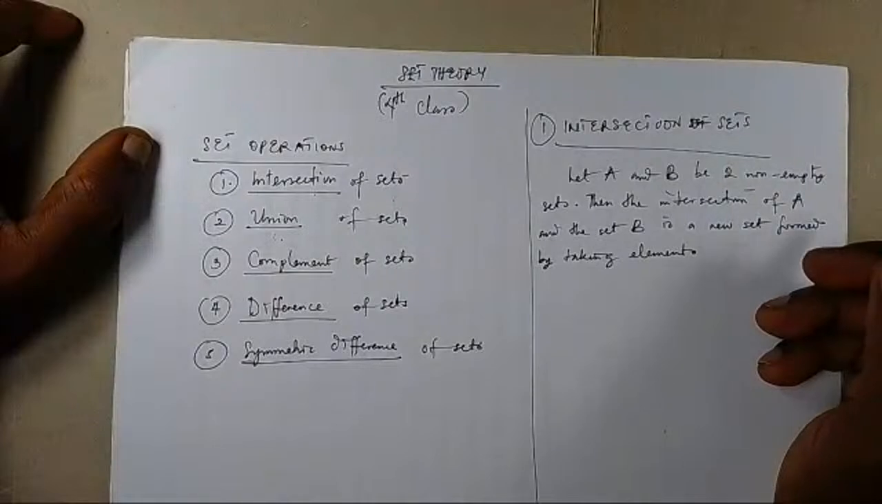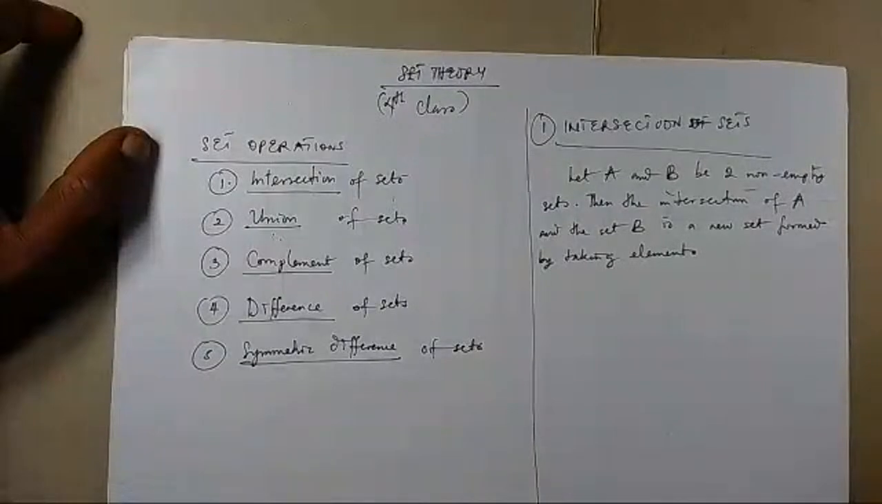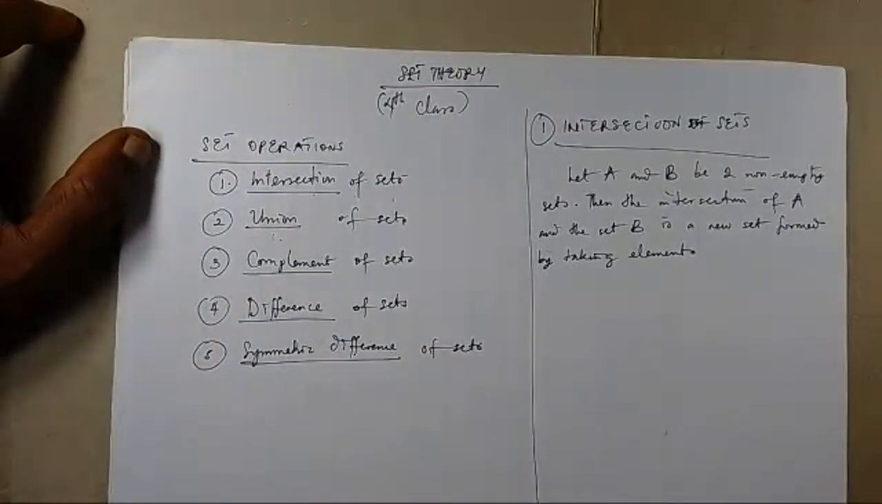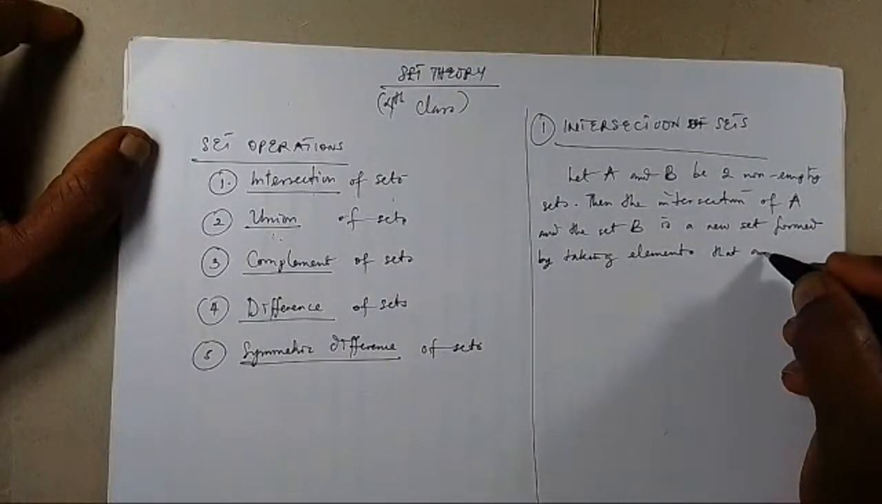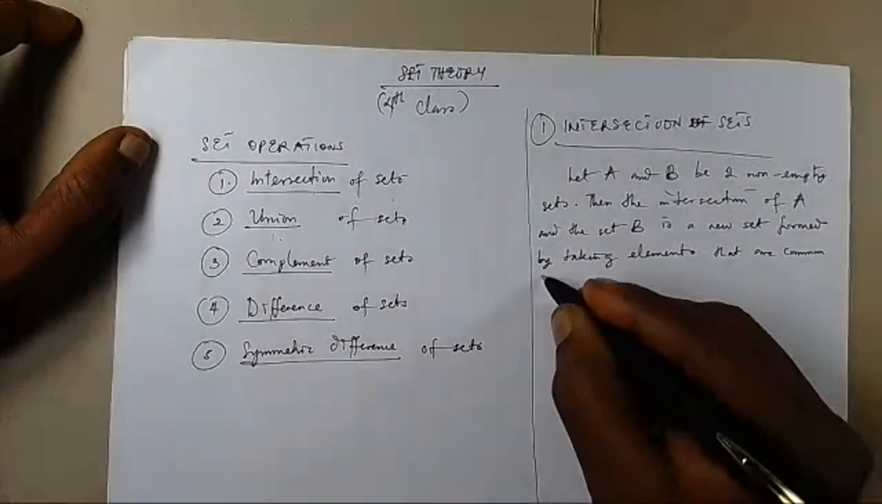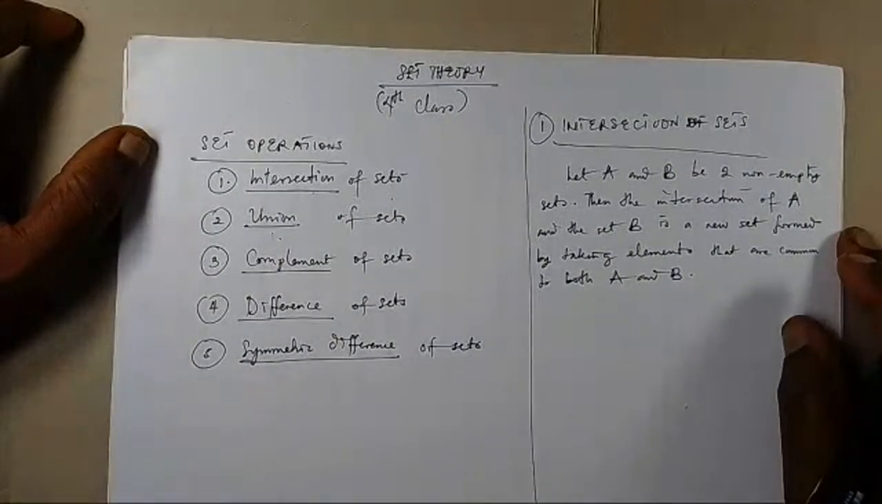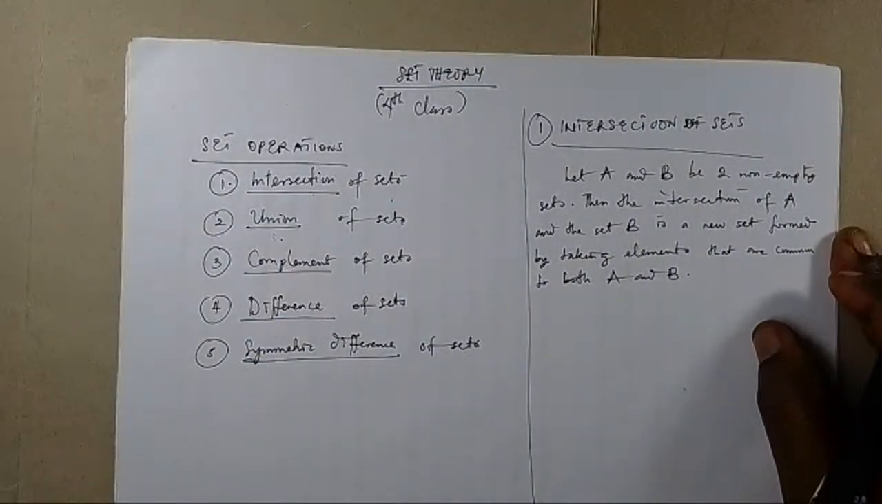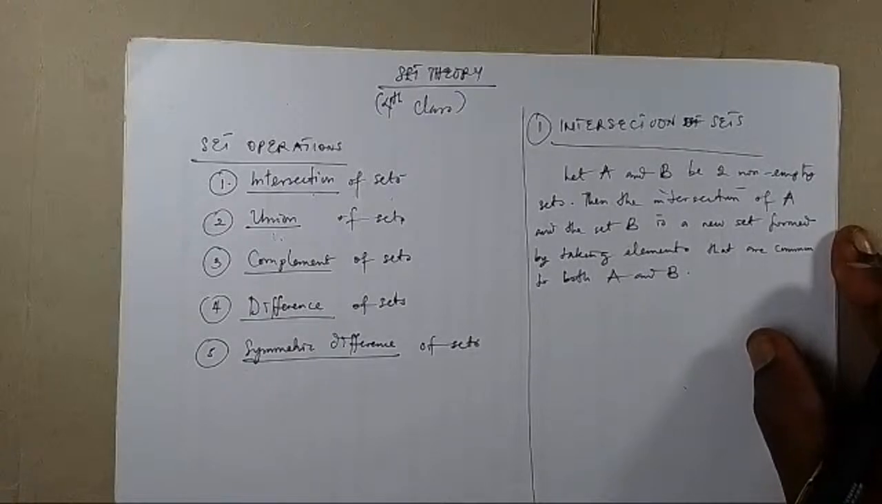So we want to define the intersection of sets. We are saying let two sets A and B be given to us as non-empty sets. Then the intersection of A and B is a new set that is formed by taking elements that are common to both A and B. So the intersection of two or more sets, as the case may be, is a new set formed when you take all the elements from each set that are common to all the sets.